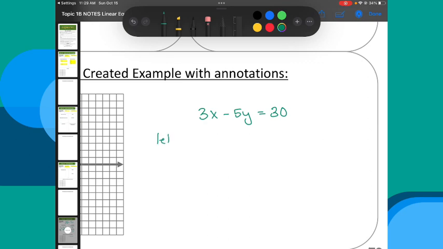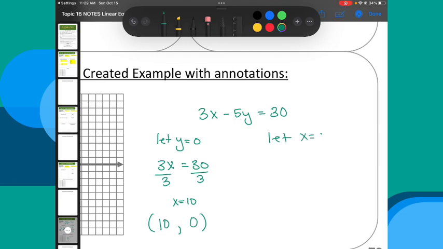So to use intercepts, we let y equal 0. So we're going to have 3x, this whole term is going to cancel out, is equal to 30. And then we're going to divide by 3, and we get x is equal to 10. So we have a point at (10, 0).